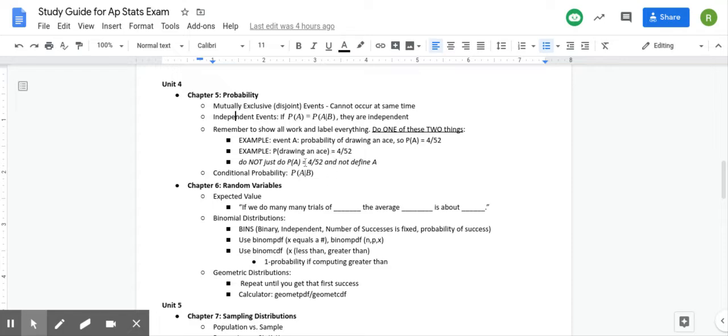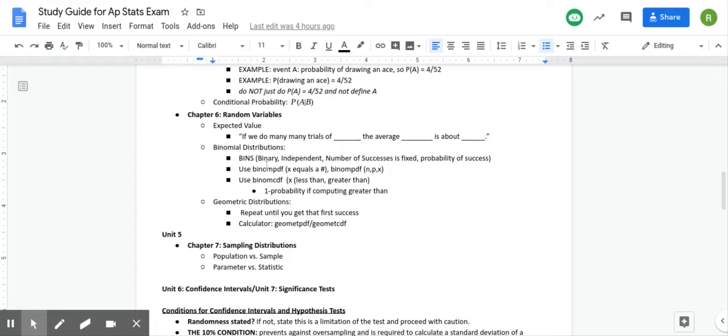This over here is just kind of reminding you guys to not be too lazy with the probability. Don't just put P of A. You have to use a little bit of context. You don't need full sentences for this, but you do need to define what A is. For example, if A is drawing a heart, write A equals drawing a heart.